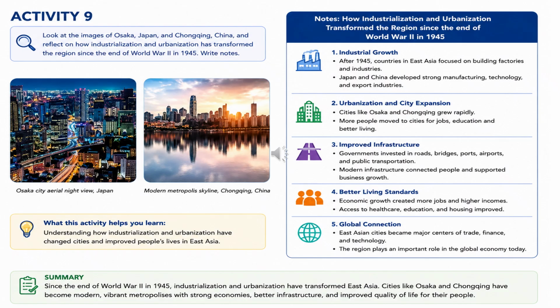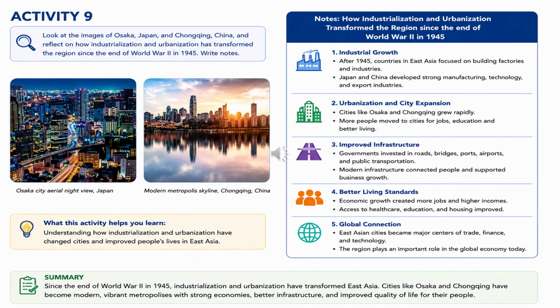Okay, now let's move to the next activity, activity 9. In this activity, we are going to look into two modern cities of East Asia: Osaka in Japan and Chongqing in China. As you see in the picture, both cities are highly developed with tall buildings, modern roads and beautiful skylines. Have you ever wondered how these cities became so modern? Let's find out together. After the end of World War II in 1945, many countries in East Asia worked hard to rebuild their economies.